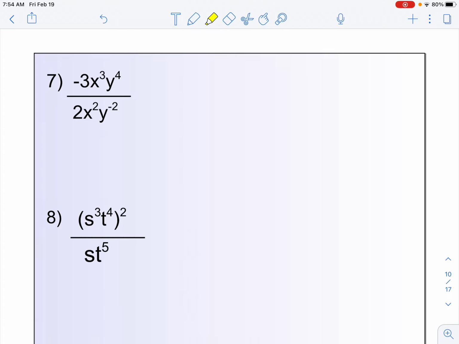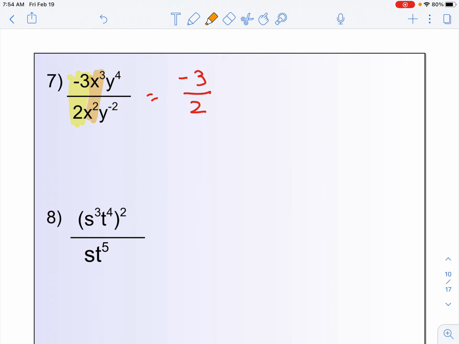Okay, so again, we're going to take this number part separately right here, and we're going to think about that as a fraction. Can you reduce that fraction? No, you really can't. So we're going to have negative 3 over 2 as part of our fraction. And then I'll just go ahead and write it as negative 3 over 2. And then I'm going to take a look at the x's.